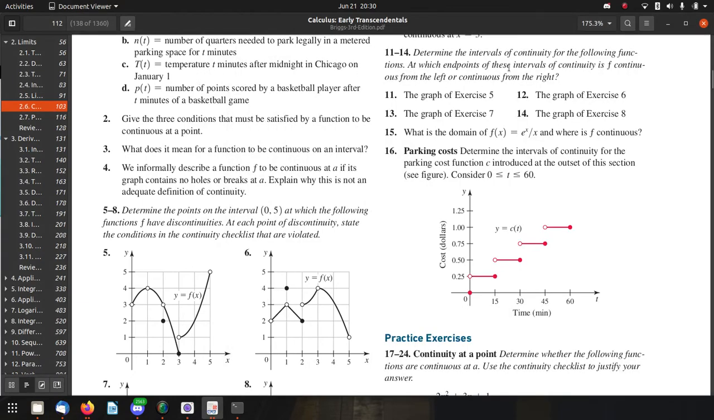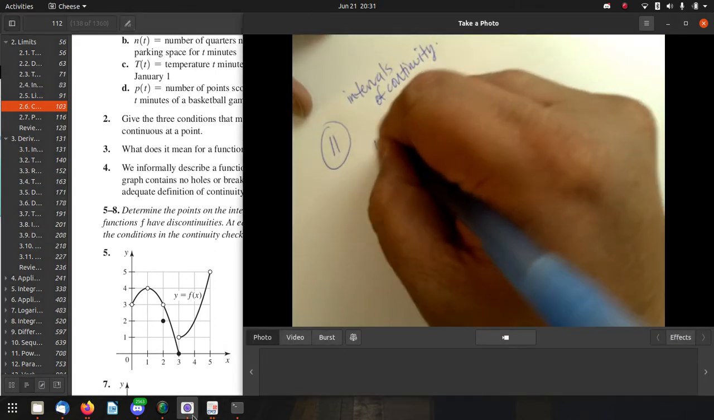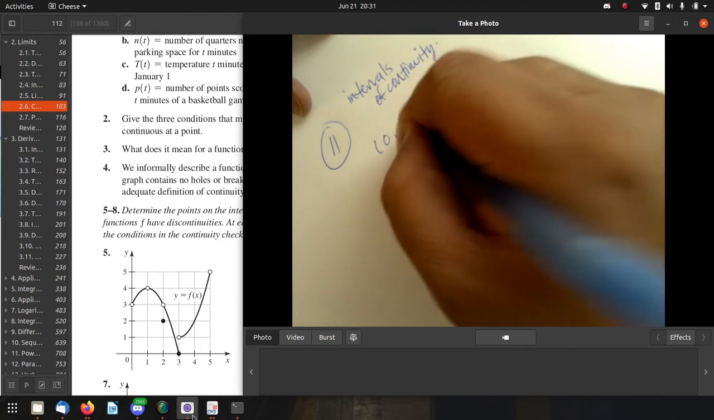And we're back. Let's do number 11. If you read number 11, you will see that it said to determine the intervals of continuity. So I'm going to write that phrase down. Number 11 is right up here, folks. So intervals of continuity. And they want that interval of continuity for number 5 here. So where is the function continuous? It's going to be continuous from 0 non-inclusive to 1 non-inclusive.